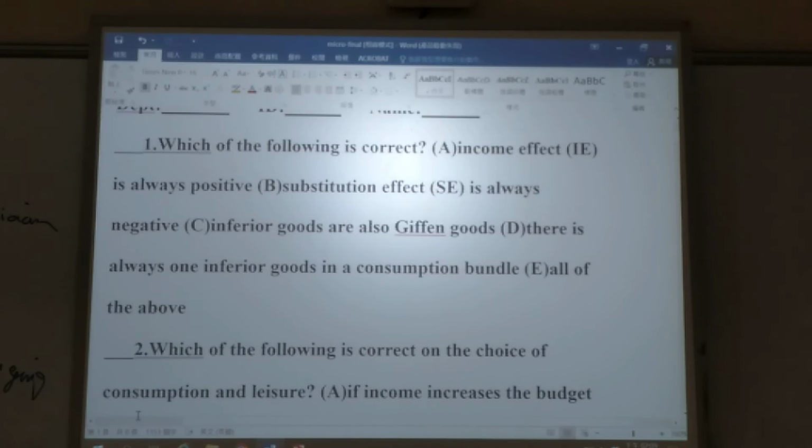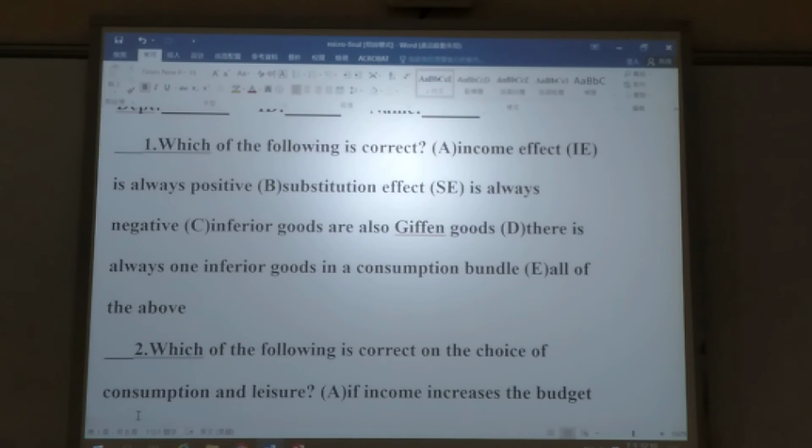Yes, read it. Which of the following is correct? A, income effect is always positive. B, substitution effect is always negative. C, inferior goods are also Giffen goods. So there is always one inferior good. Inferior goods in a consumption bundle. Is all of the above.